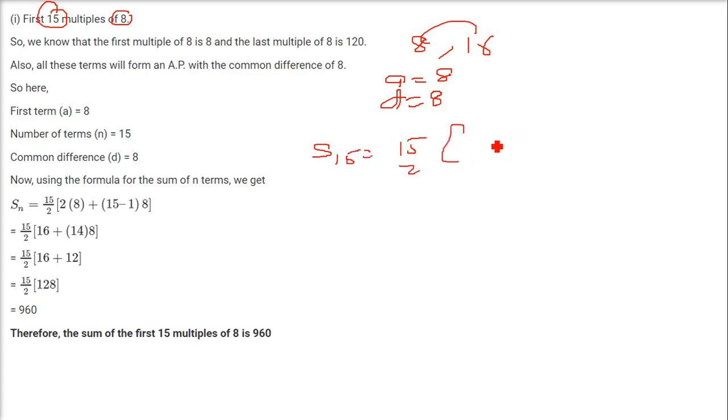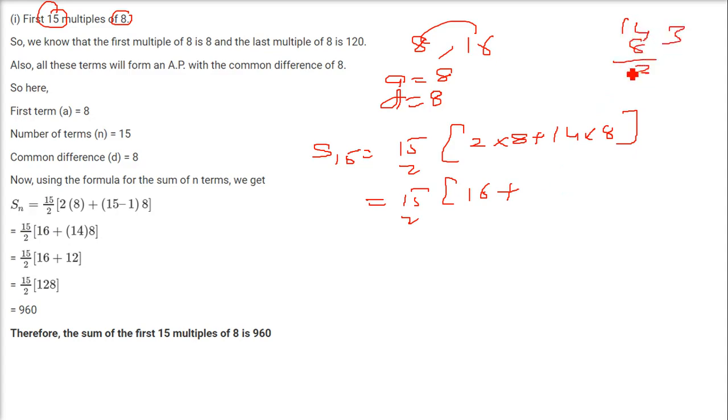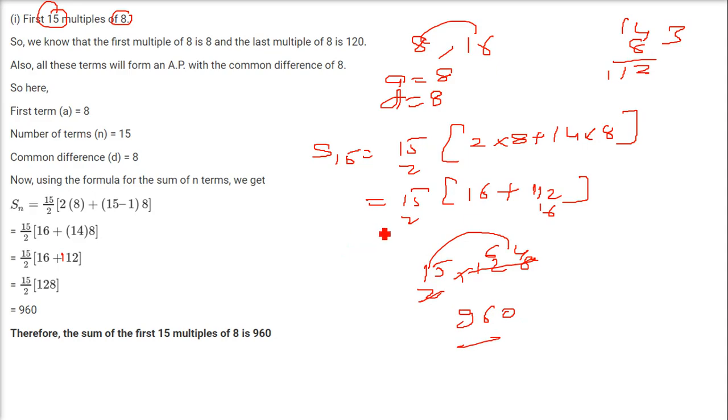So 15 by 2, 2a, that is 2 into 8, plus 15 minus 1, that is 14 into 8. This is going to be 15 by 2, 8 twos are 16, plus 14 into 8. 8 4s are 32, 3 carry, 8 1s are 8 and 3 is 11, 112. This is going to be 112. 112 plus 16 is 128. 15 by 2, 2 6s are 12, 2 4s are 8. 15 into 64 is 960.